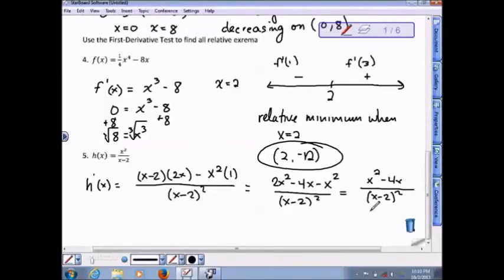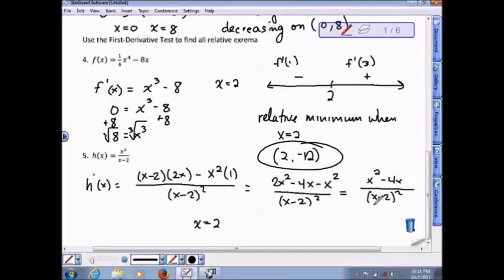Now, critical values, normally we've been finding them by setting the first derivative equal to 0, and that's still going to work here, but the other part of it is we can also have a critical value when the first derivative is undefined. Because we have a rational equation here, it's going to be undefined when the denominator becomes 0, and to do that we have to have an x value of 2, so there are more critical values than you might think. X equals 2 is a critical value because it makes the first derivative undefined.